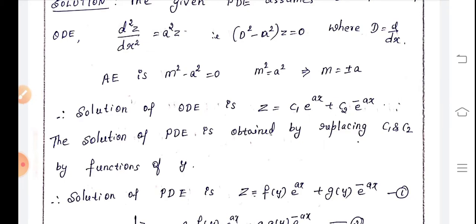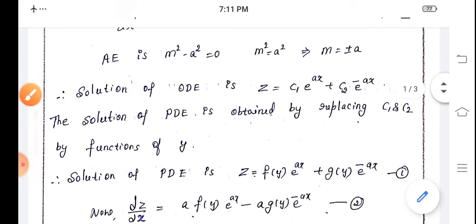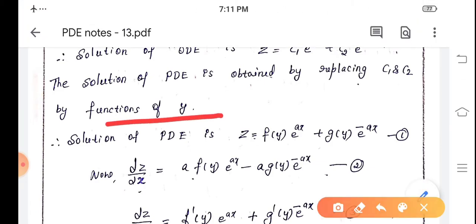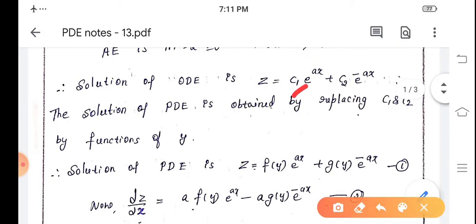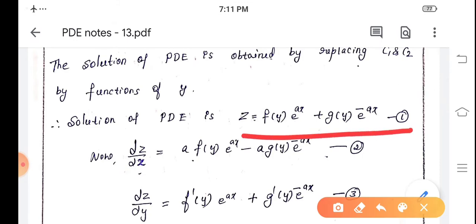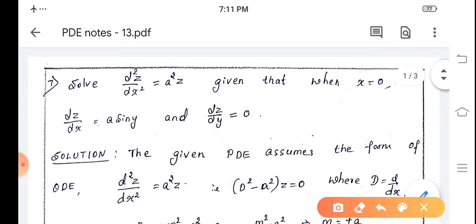To obtain the solution of partial differential equations, we replace c1 and c2 by functions of the other variable, that is y here. We replace c1 by f(y) and c2 by g(y). Then the solution of the partial differential equation is z = f(y) e^(ax) + g(y) e^(−ax). We will take it as equation 1. And we have the initial conditions for ∂z/∂x and ∂z/∂y.